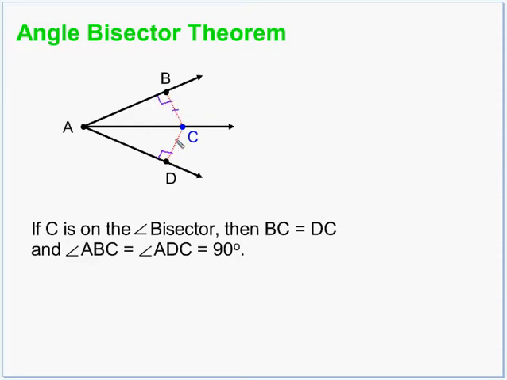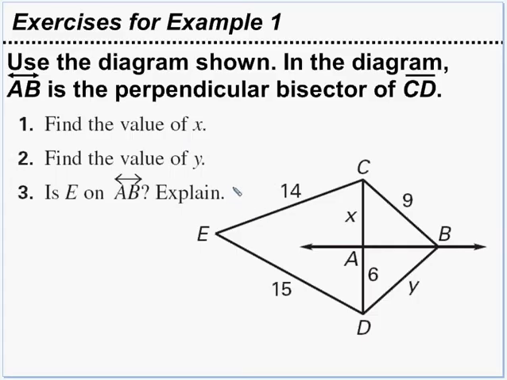A few examples. First example, find the value of x. In this picture, A is going to be the midpoint of CD. AB is a perpendicular bisector, which means AC is congruent to AD, x equals 6.